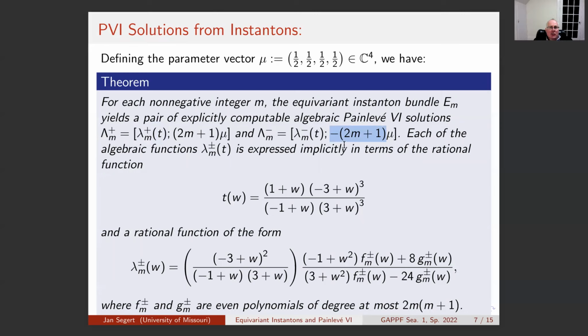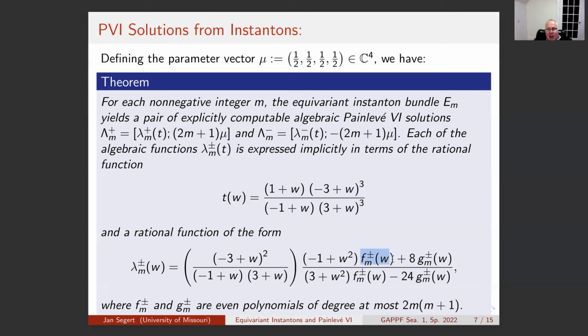Now, each of these solutions, and this is for every m, I'm not limited to a finite case now. For every m, there's a computable solution which looks like this. The t variable in the Painlevé solution is expressed parametrically in terms of w this way, and the lambda is expressed in terms of w this way. So basically you've implicitly defined lambda as a function of t, and that solves the Painlevé equation. Okay, and so it looks like this for all of them. T is defined this way, and the lambda looks like this, with a common factor to all of them.